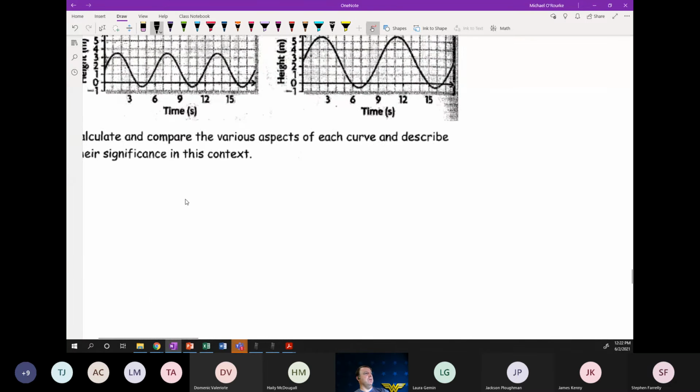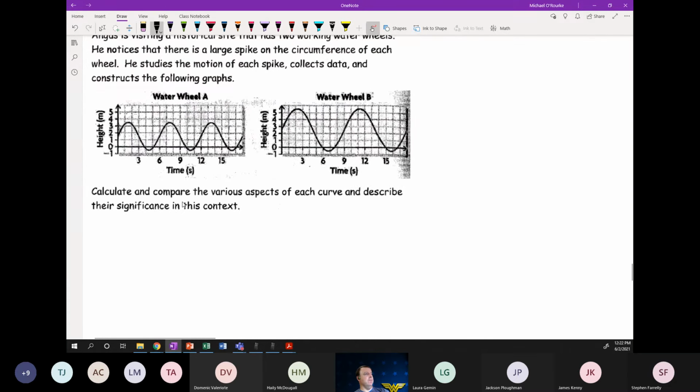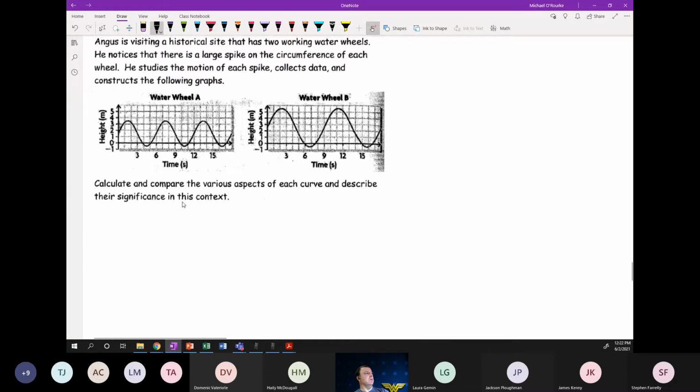But here's another Ferris wheel section, or this is a water wheel. Okay. Angus is a historical site and has 2 working water wheels. Notice that there's a large spike on the circumference of each wheel. He studies the motion of the spike and collects the data.